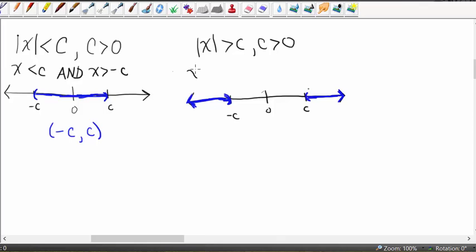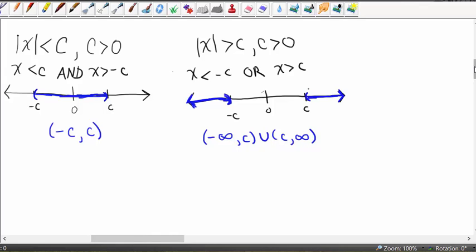So these are all the values for x where x is less than negative c or x is greater than c. And in interval notation, this is, of course, the interval from negative infinity to negative c union the interval from c to infinity. Those are our two major cases.